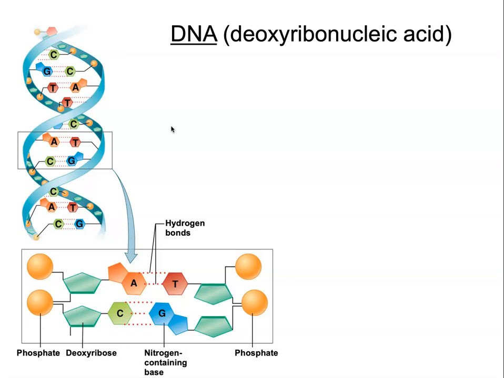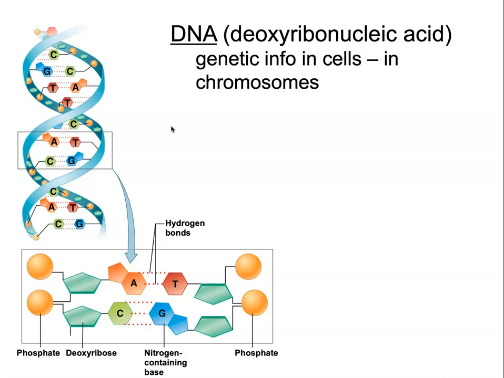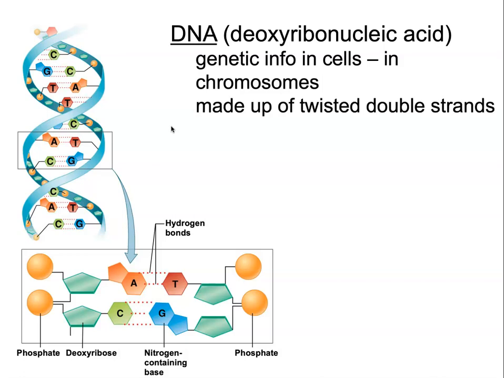DNA, like we've said before, is going to be used for storing genetic information in your cells. It's ultimately going to store them in a structure known as a chromosome. DNA is going to be made up of twisted double strands. DNA is double-stranded. We have one strand here, and then we have an anti-parallel strand running the opposite direction. This is what's known as a double helix. These bonds are going to be held together by these dotted red lines.